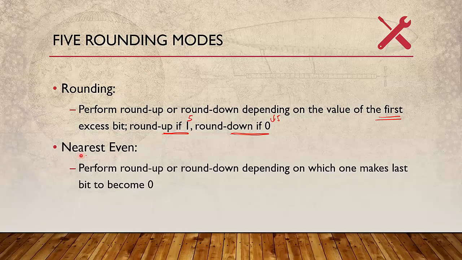The last one is nearest even. Also, we are doing either rounding up or rounding down, depending on which one will make the last bit, or LSB, in the register become 0. There are reasons in our calculation where we want to keep the LSB at 0 at the end of the calculation.